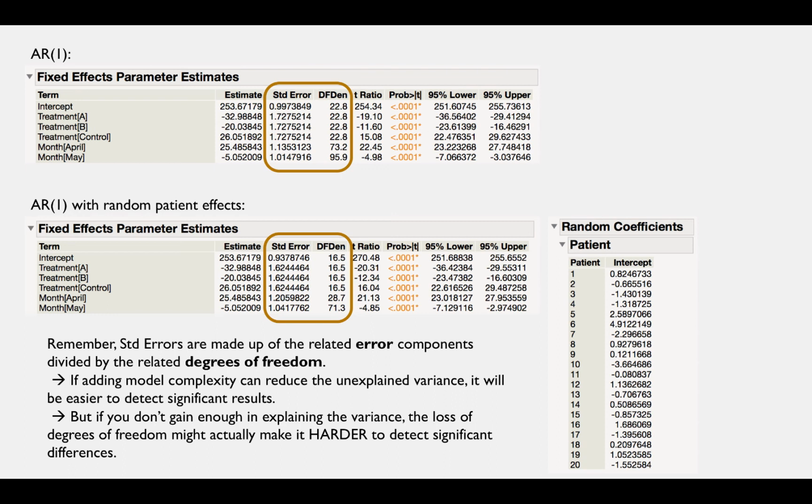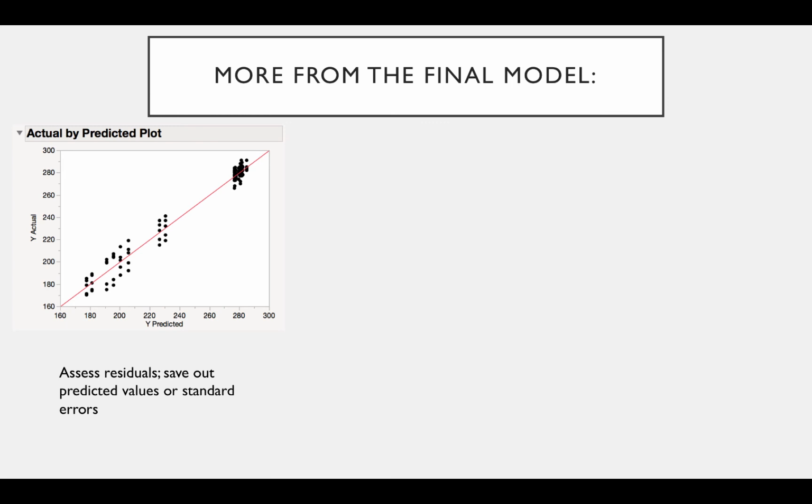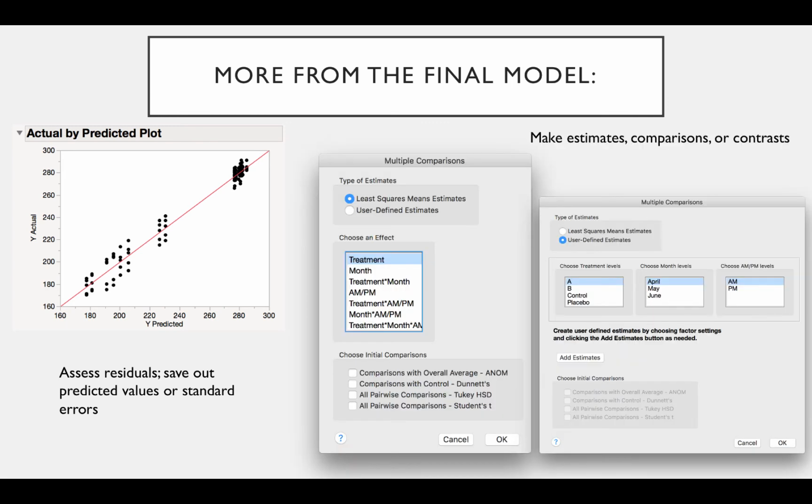So that's why we're looking at these fit statistics and trying to really decide what's the best fit, and do we want to add more complexity? Is that going to help us, or is it not helping us? So in this case, adding the patient random effect doesn't really help us. So that final model with the AR1 structure without the patient effect, we can look at the residuals plot. Again, we can do multiple comparisons between those fixed effects. So we could look at the treatments. We could compare the months to each other, AM and PM to each other, any of those interactions, set up our own estimate statements, and so on.